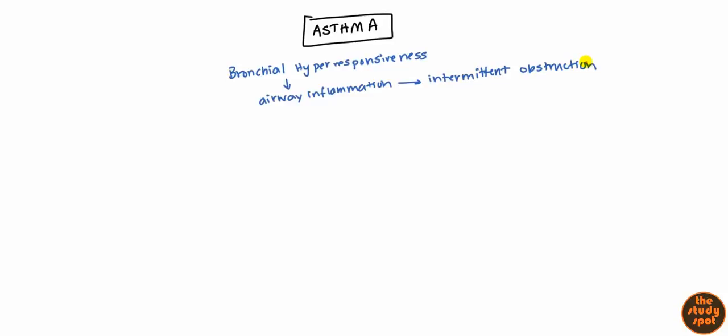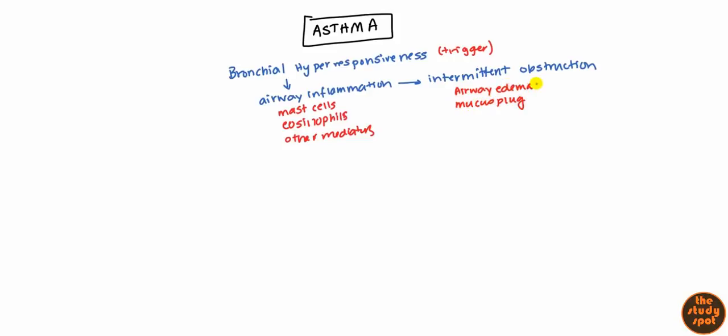Bronchial hyperresponsiveness is typically when there's some sort of trigger that causes the bronchi to respond or overreact to something, and then this will lead to airway inflammation, which is mediated by mast cells, eosinophils, and other inflammatory mediators. When these become very severe, they can lead to intermittent obstruction, and this obstruction is caused either by airway edema or mucus plug.